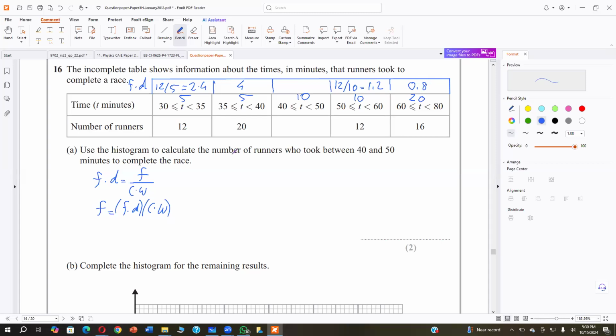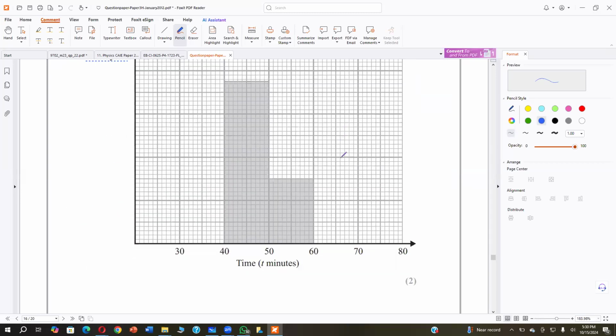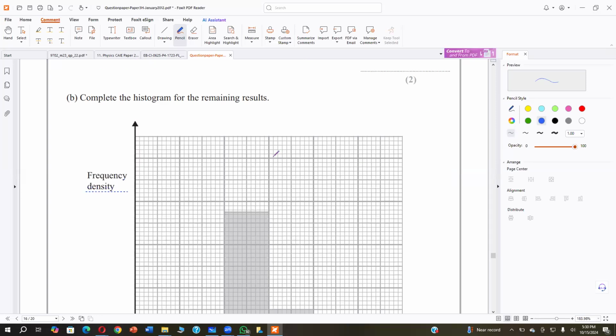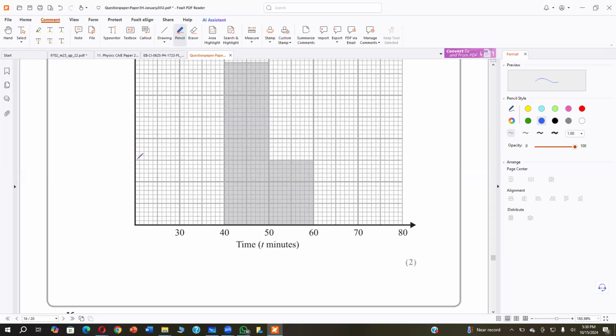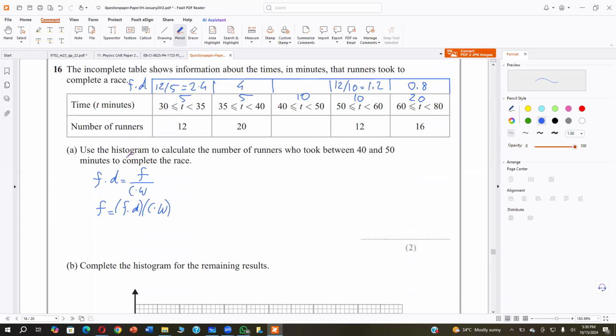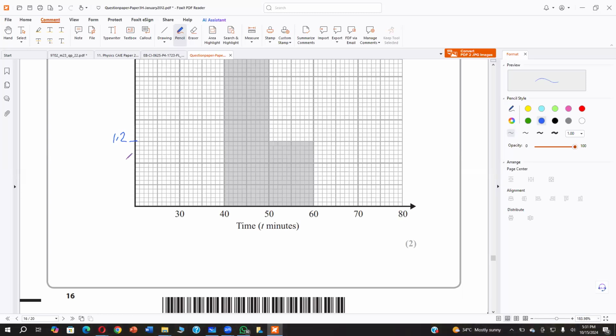Okay. So now let's go to the graph. The first is 30 to 35, but we don't have a scale there. Only I have 50 to 60. 50 to 60 is 1.2. It means this number is 1.2. Only one number I have. So can I scale it now? How is scaling it? We could do 1.2 divided by 3. And so that means one big box is 0.4. Good.